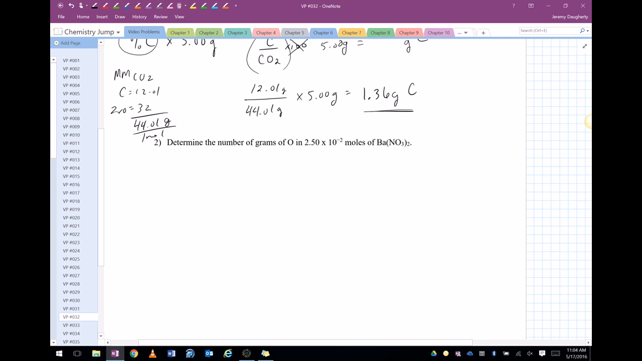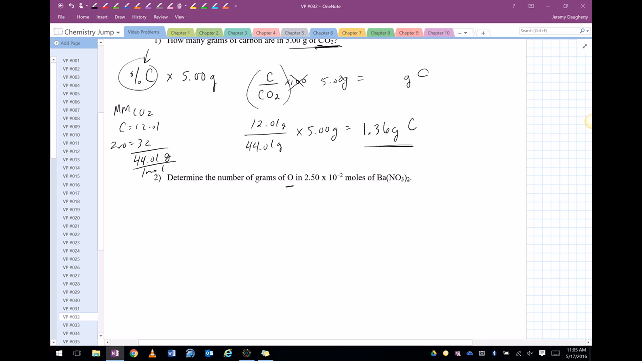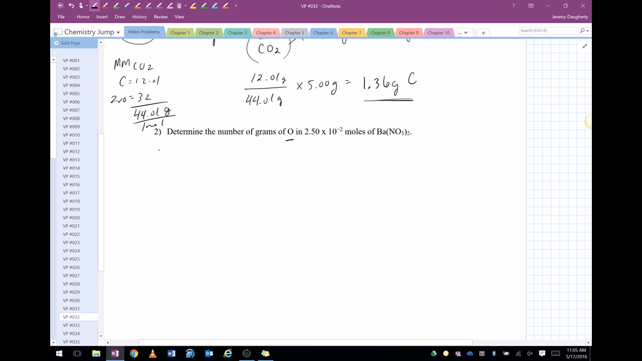Determine the number of grams of just oxygen in 2.5 times 10 to the negative second moles of barium nitrate. Now there's a couple different ways we could actually do this problem. Let me show you if we use percent composition first. So this is the first way, which uses percent composition by mass. We're going to take first our 2.50 times 10 to the negative second moles of barium nitrate and convert that to grams, so grams going on top, moles on bottom.